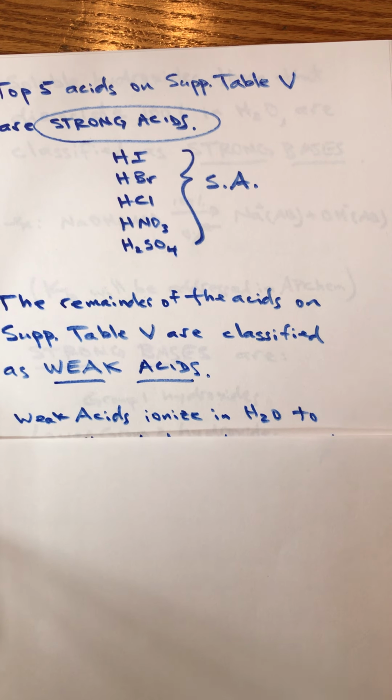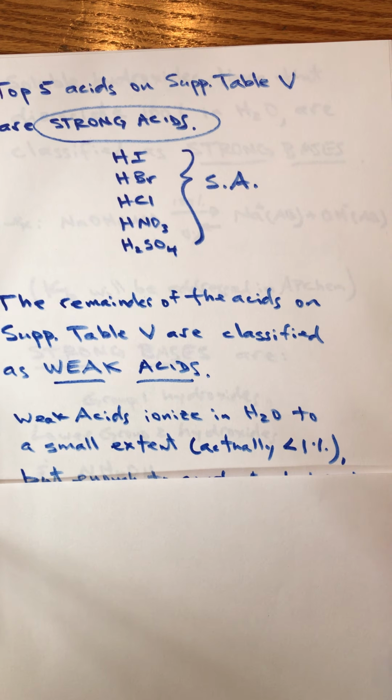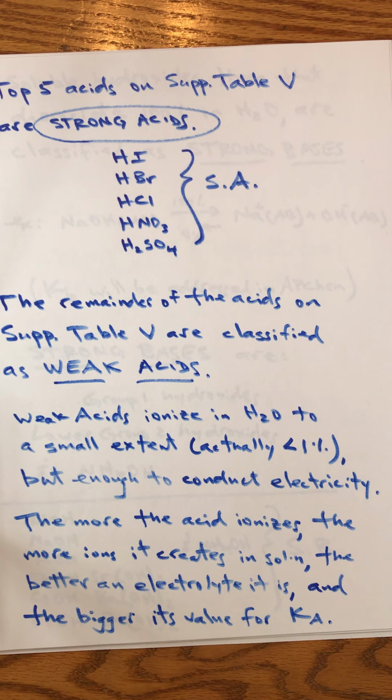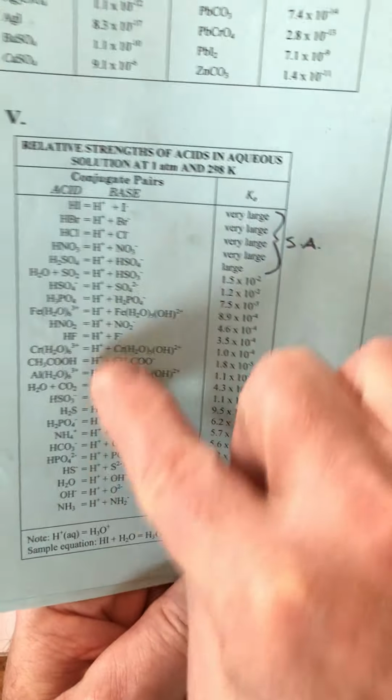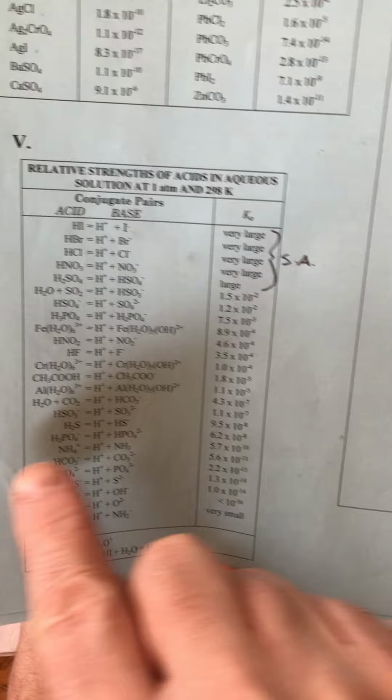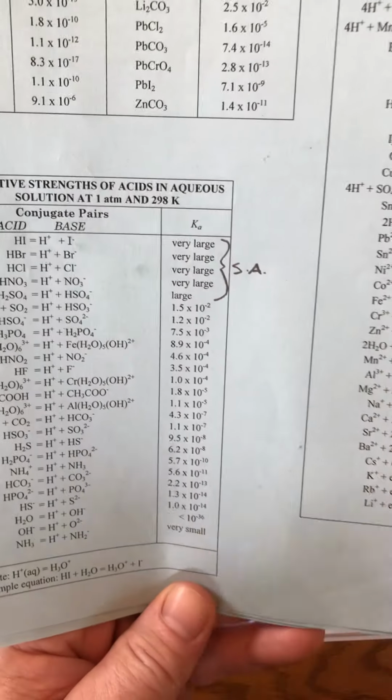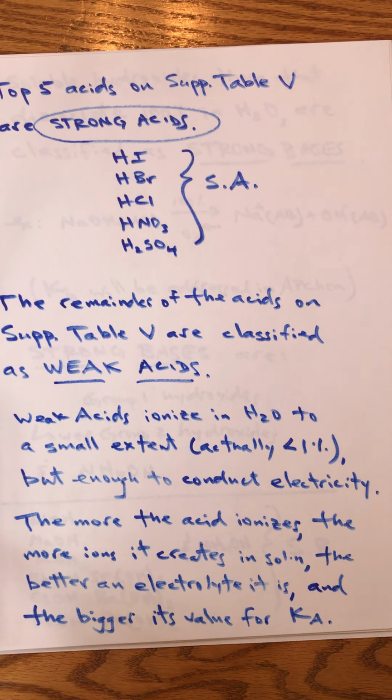Weak acids ionize in water to a small degree. It's actually much less than 1%, but they do break apart. Some of the molecules break apart and become mobile ions. The more they break apart, the more ions you have, the better the conductor, the stronger the acid, the bigger the value of Ka, which is what it says here. If you did a Ka for these, the bigger the value would turn out to be. The higher they are on the table, the better the conductor, the stronger the acid.